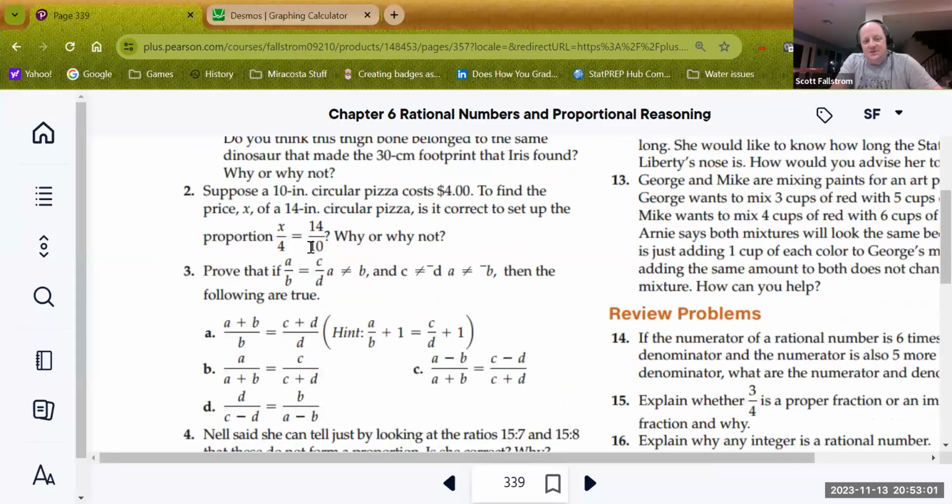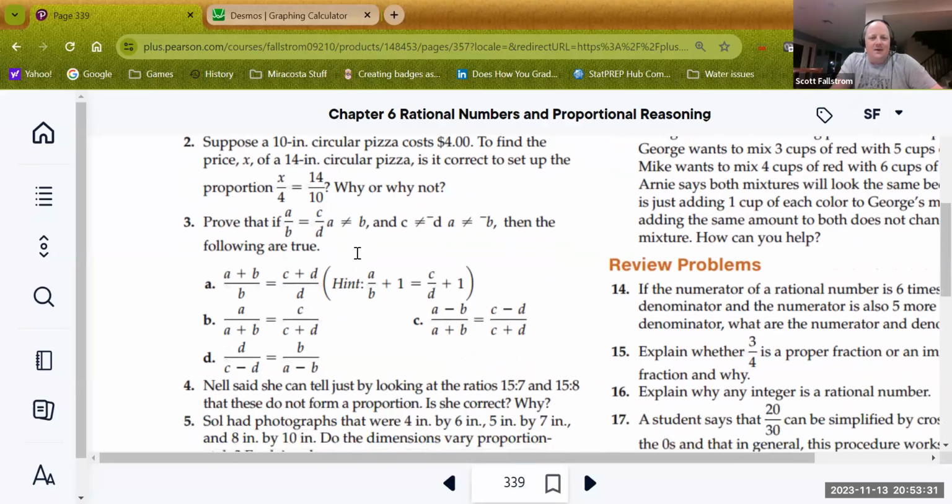The proportion seems correct. The issue is that it's a circle, and a circle is not a straight line. So if you had a straight line, for example, maybe you were cutting ribbon or streamers or something like that, and you had a certain length, if 10 inches straight line cost $4, then you could figure out how much it would cost for 14 inches, right? You could figure that out using this proportion that's here.